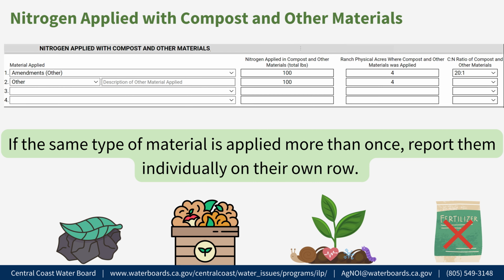If the same type of material, such as compost or amendments with the same name, is applied more than once, report them individually on their own row and provide the total pounds of nitrogen applied, the acreage, and the carbon to nitrogen ratio as applicable for each material individually on their own row.